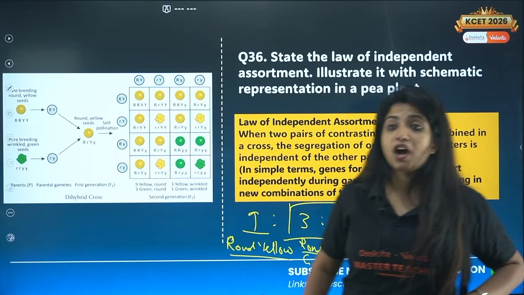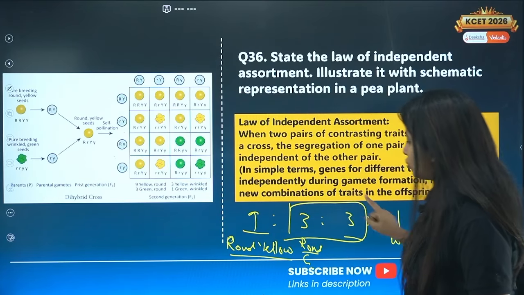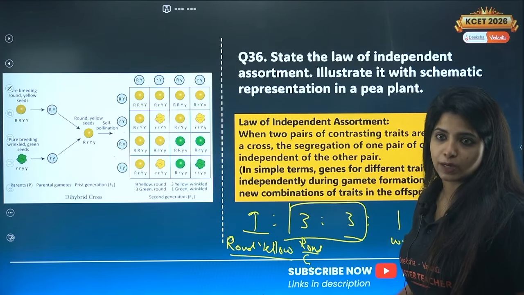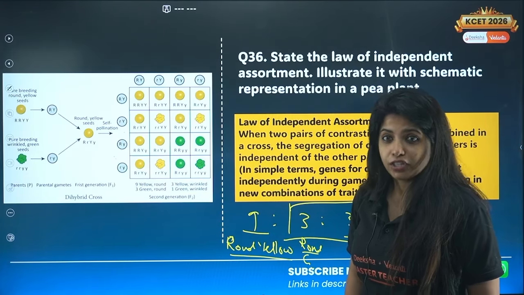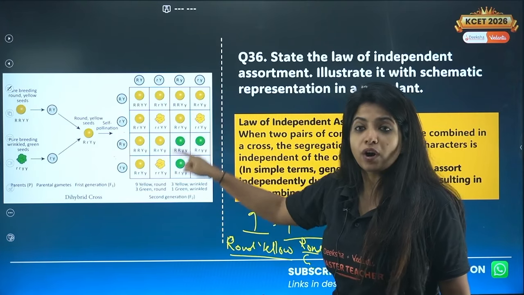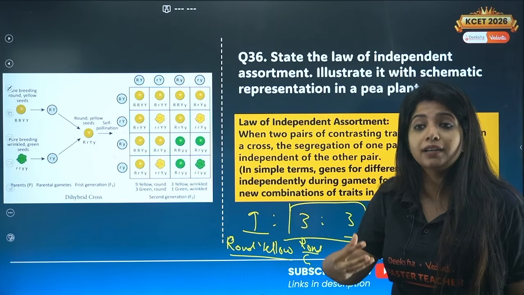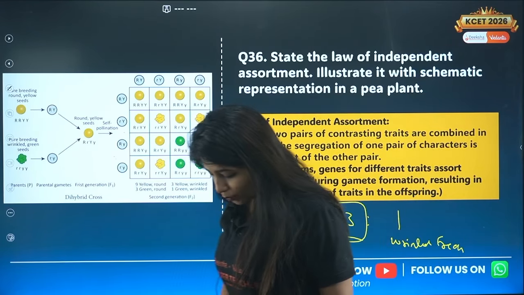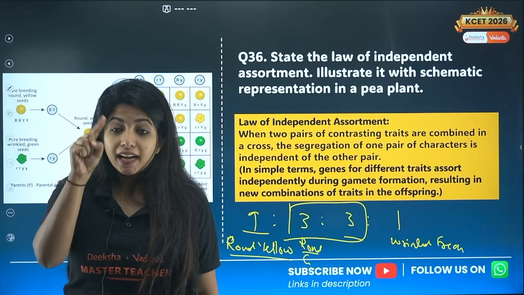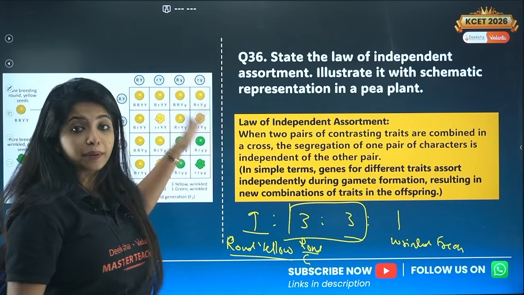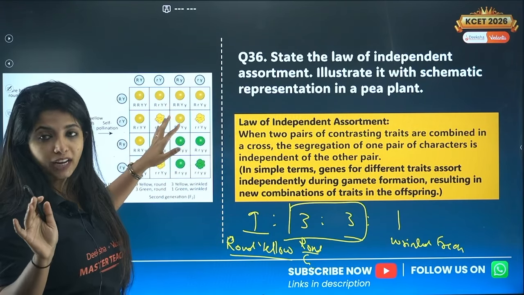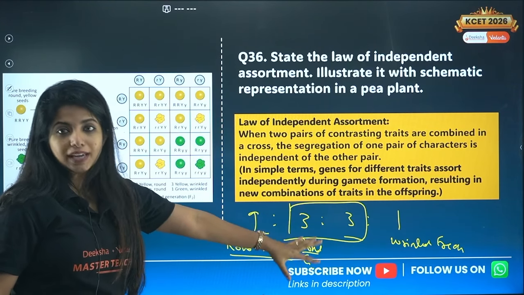And if you are asked, how many phenotypes are there? So you know, 1, 2, 3, 4. 4 different types, 4 phenotypes are there. How many genotypes are there? You do not have to count all of them, 16 of them. No, you have to find the unique number of them. How many unique are there? 9. 9 unique genotypes are there. Many things are repeated again and again. So 9 unique genotypes and 4 unique phenotypes.